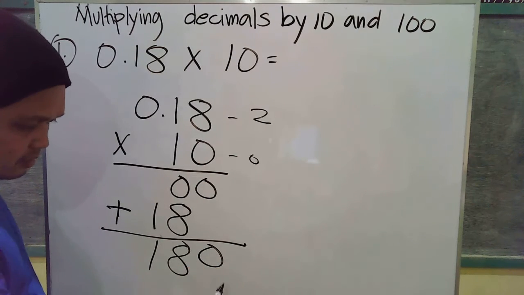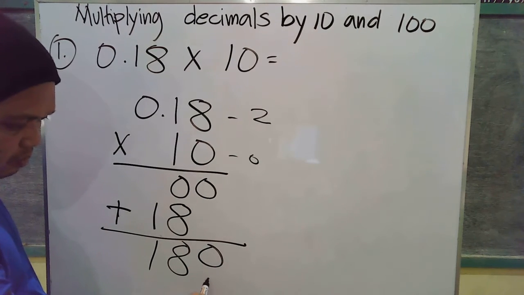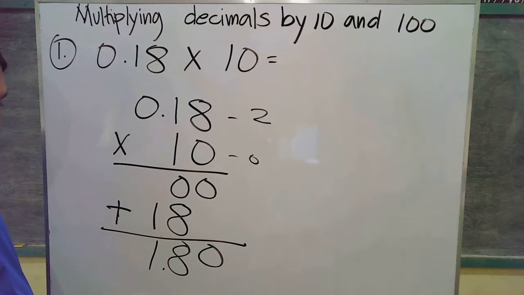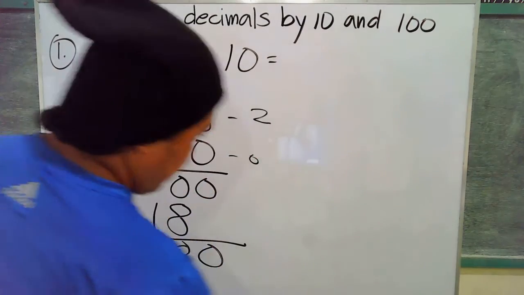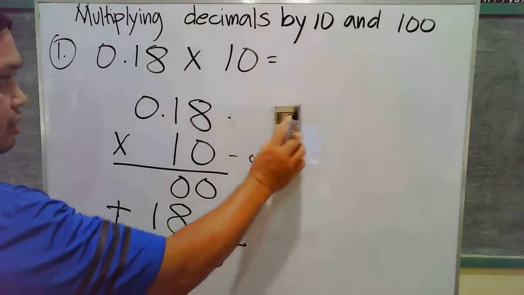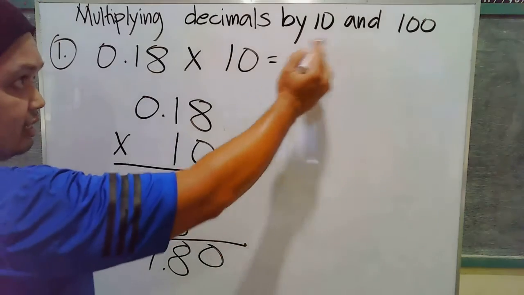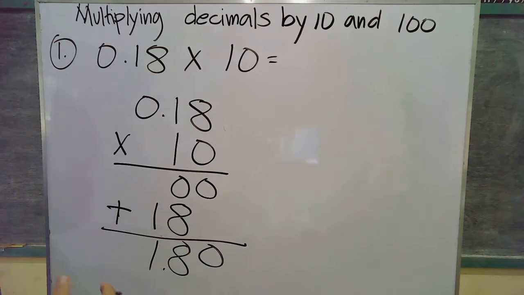Let's do that. 1, 2. Okay, so we have here 1.80. Now in our lesson today, we're gonna multiply decimals by 10 and 100 using the shortcut method.